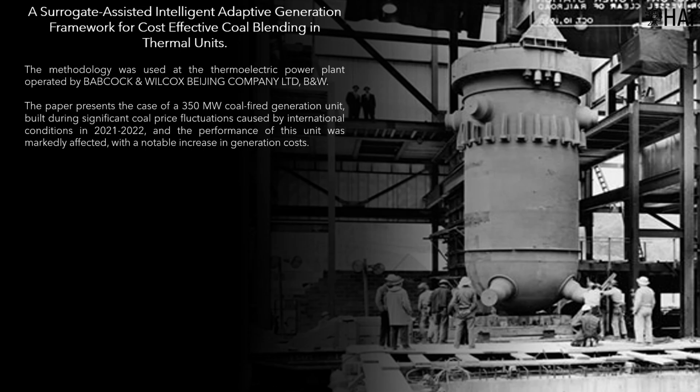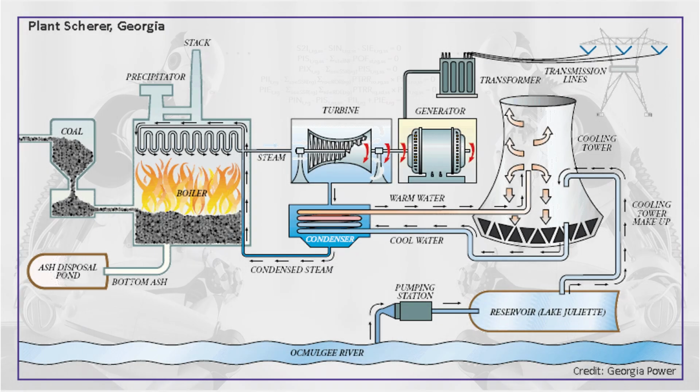The methodology was used at the thermal power plant operated by Babcock & Wilcox Beijing Company Limited, BWBC. The paper presents the case of a 350 MW coal-fired generation unit, studied during significant coal price fluctuations caused by international conditions in 2021 to 2022, and the performance of this unit was markedly affected, with a notable increase in generation costs. The image presents the diagram of the thermal power plant.